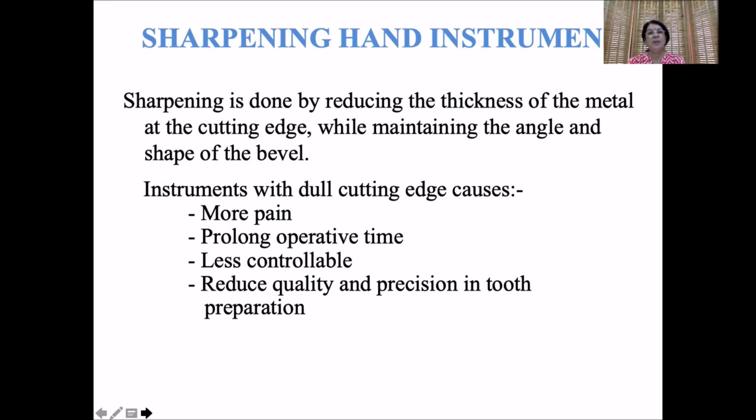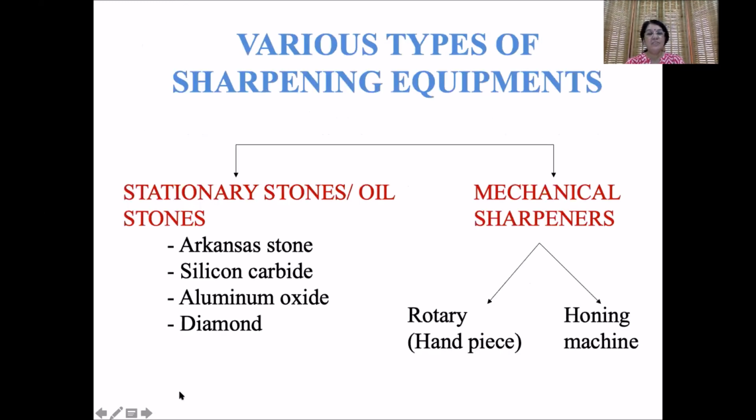Lastly, most important is how to sharpen the instrument. If you have seen Mahabharat, you have seen that Shakuni Mama keeps saying ki apne paason ko sharp rakho. He keeps on polishing them, and that is the mantra for good dentistry. Unless your instruments are sharp, it is not going to help you. So this will prevent pain in the patient. If they are not sharp, they will prolong the operative time, they will be less controllable, and reduce the quality and precision of tooth preparation. So various methods are there.